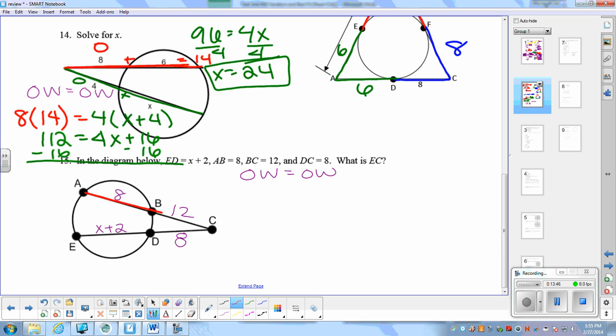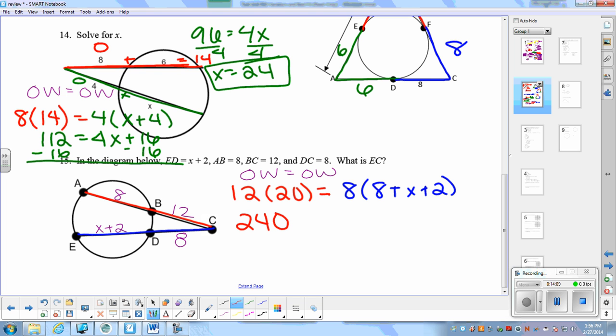Looking at my top line, my outside part is 12. My whole line is 20. And that equals my outside part of my blue line is 8. Now the whole thing is 8 plus the x plus 2. So I have some combining in there I need to do. 12 times 20 is 240. And this equals 8 times 10 plus x, combined 8 plus 2.